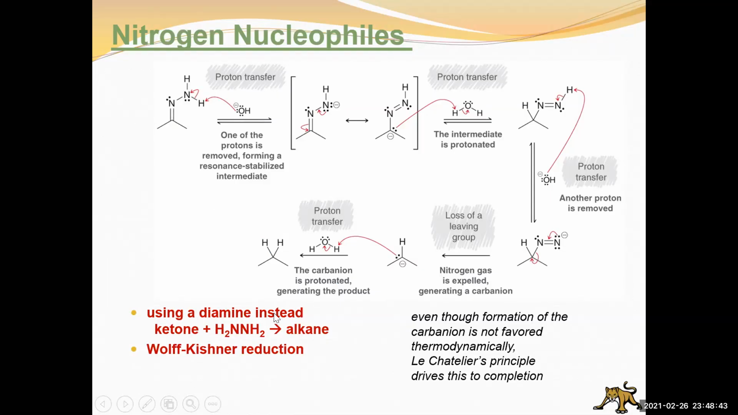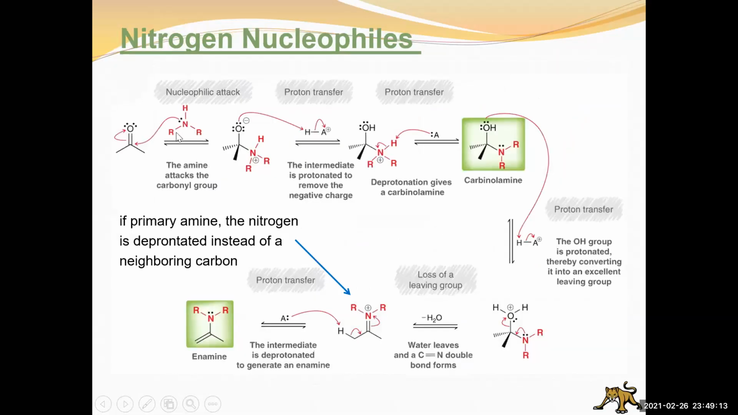Okay, using a diamine instead. So let's take the ketone and use a diamine, right, followed by a Wolff-Kishner reduction, we can get to an alkane. We can get to the alkane. So here's the diamine after it's been attached. It's like, well, how did it get attached? Just change that nitrogen molecule to be a diamine.